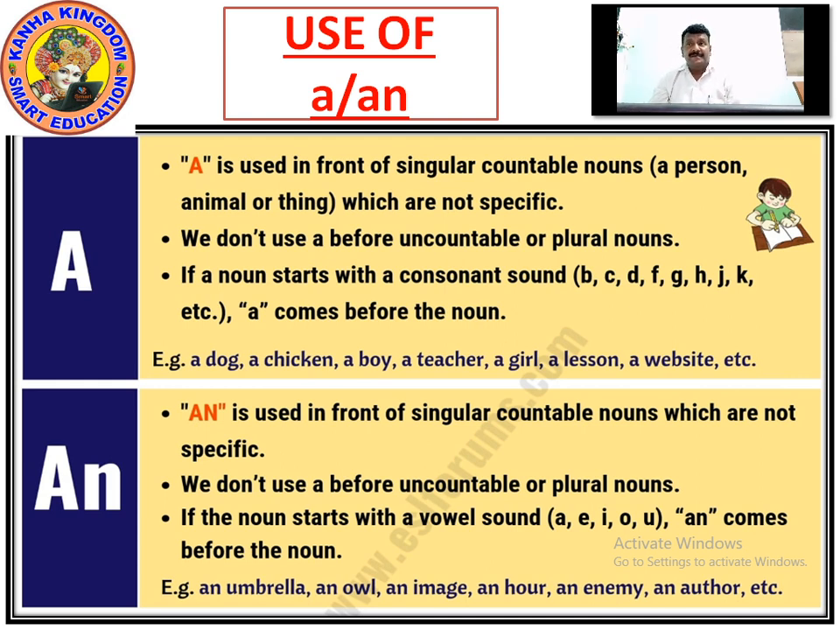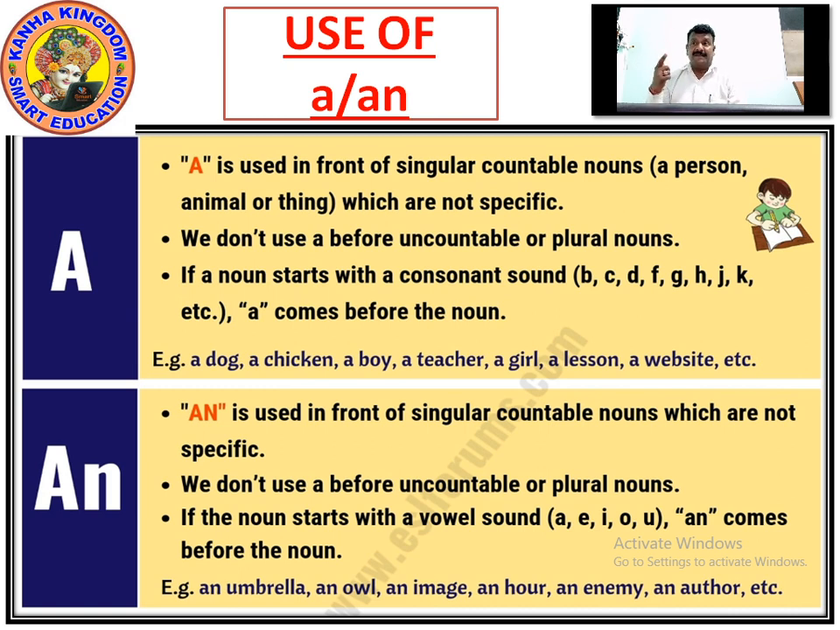We don't use a before uncountable or plural nouns. What are singular and plural? Singular is one. Plural is more than one. When anything is more than one, a is not used there. A cannot be used with plural nouns or uncountable nouns.